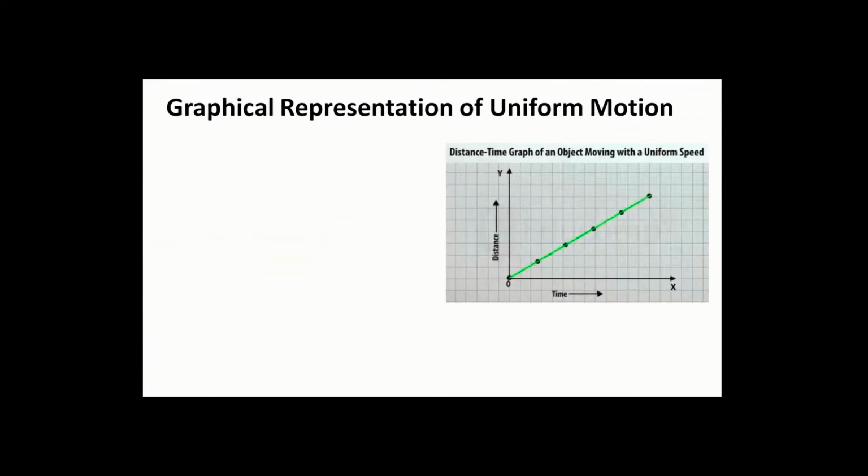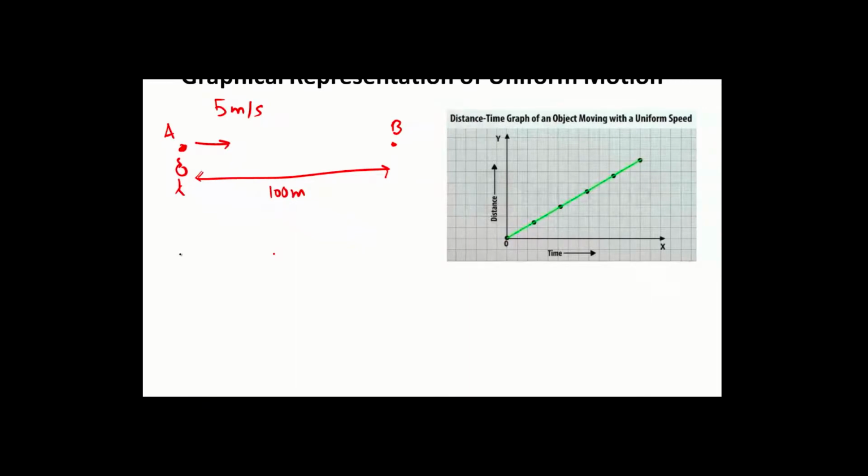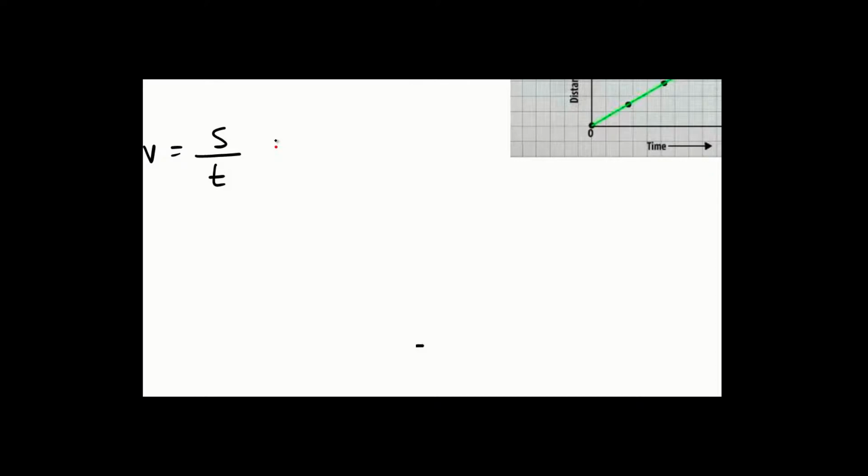Okay, so let's try to plot a graph of this motion. So let's take any example. Let's say this is Iqbal, and this Iqbal is running with some constant speed of 5 meters per second and started from point A. It reached the point B. Let's say the distance between them was 100 meters. So let's try to plot this graph. Now, if you remember, velocity or speed, let's talk in terms of velocity, is equal to displacement over time, right? That's why we get its unit as meter per second. So it's 5 meter every second.